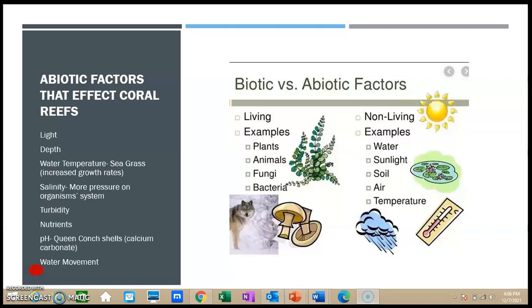Water movement is also important because it brings in food, nutrients, and oxygen. It could bring all that stuff in. And then it also acts as waste removal because the currents would clean the corals by carrying away waste products and sediments that promote damaging algae growth.